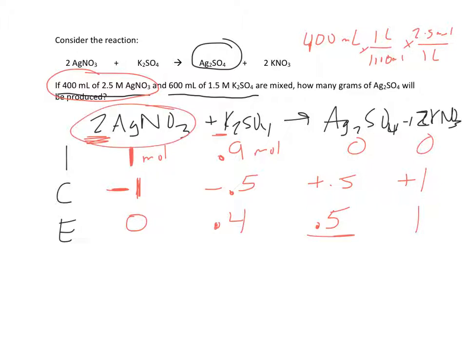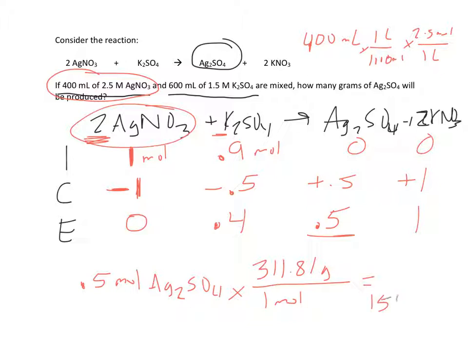So I'm going to be producing 0.5 moles of Ag2SO4, and the question asks how many grams, so I'm just going to convert that to grams using the molar mass of Ag2SO4, which is 311.81 grams. So I'll just multiply that by 0.5. So this will produce 155.91 grams of the Ag2SO4. And that is it.